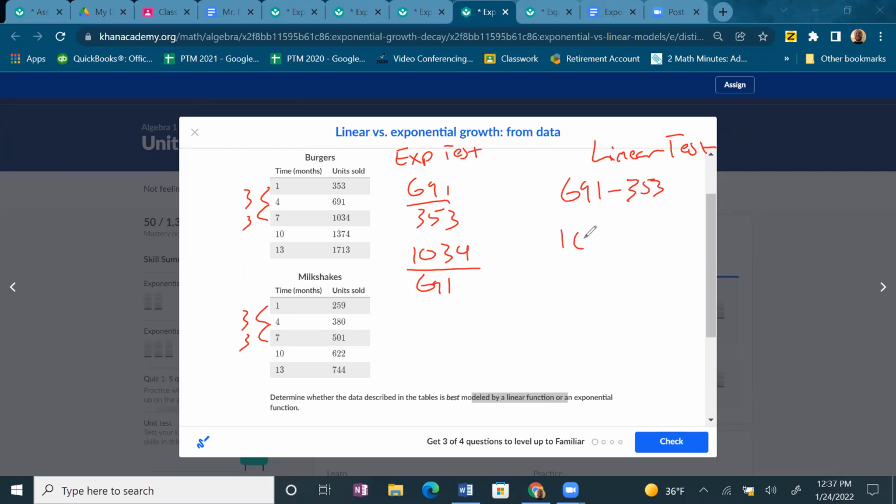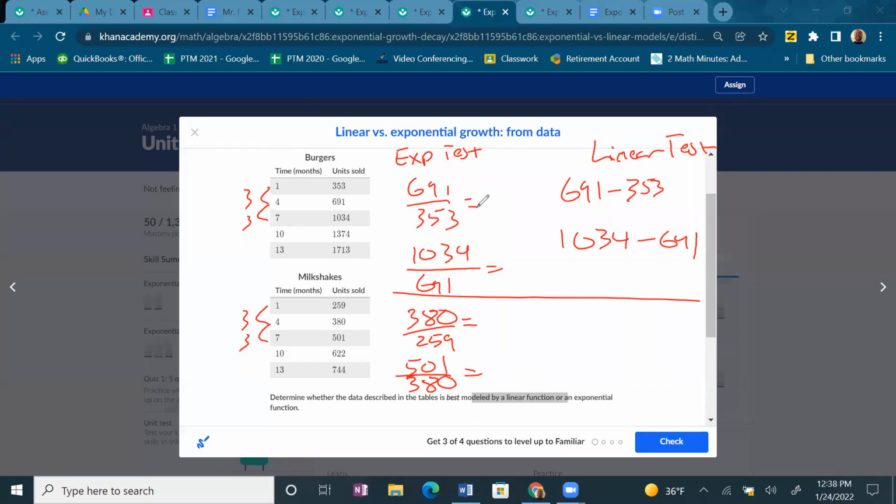And I'll just do 2 of them. It should be enough to do 2 of them. So I'll do the exponential test for the milkshakes as well. So 380 over 259, and then 501 over 380. We'll find out what that equals. And then we'll do the subtraction. 380 minus 259, and also 501 minus 380.